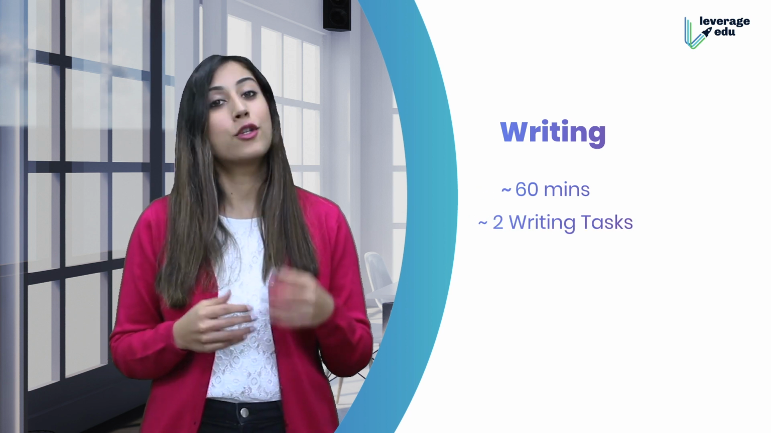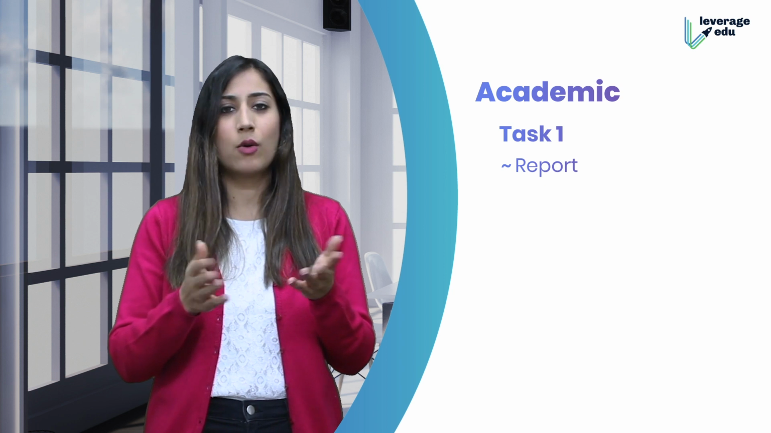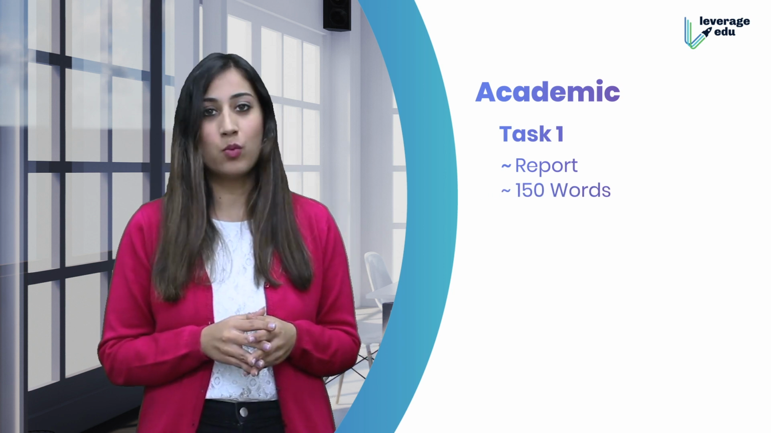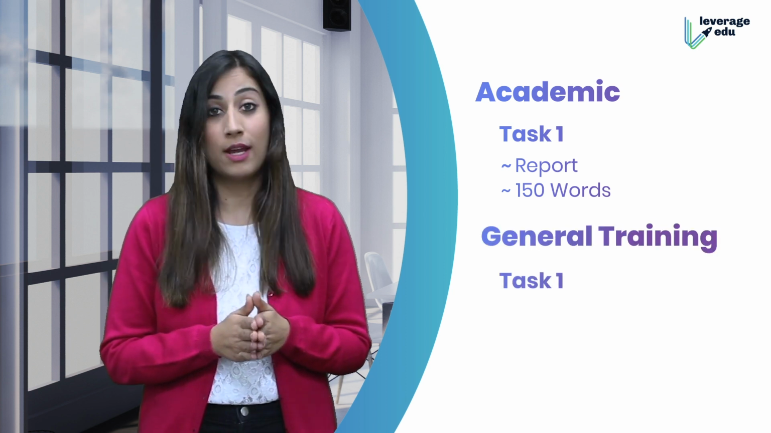Let's move to the third part, which is writing. Again, writing is different for academic and general training, but in both you will get 60 minutes of time and you have to attempt 2 writing tasks. If we talk about the academic test, the first task is writing a report or sort of a summary on the bar graph or pie chart or diagram given to you. The word limit is 150 words. So that is the minimum number of words that you need to write.